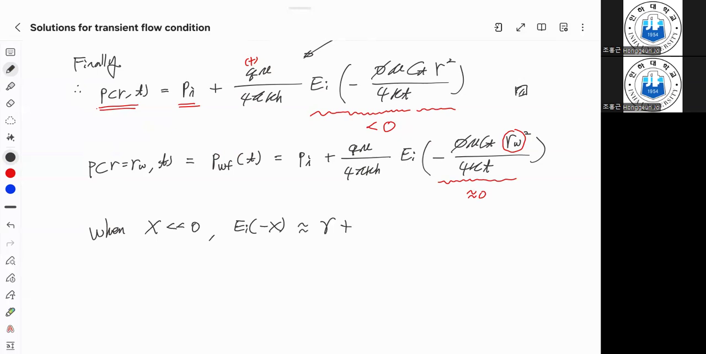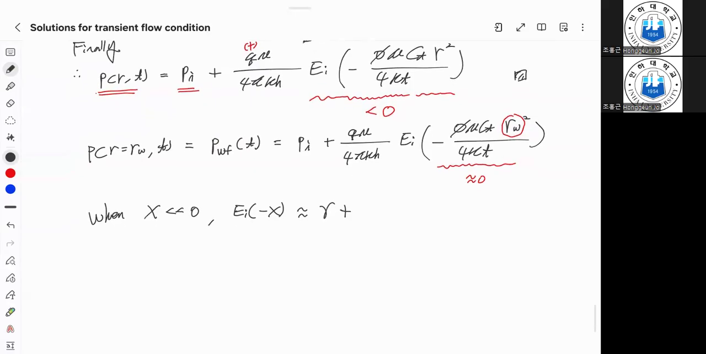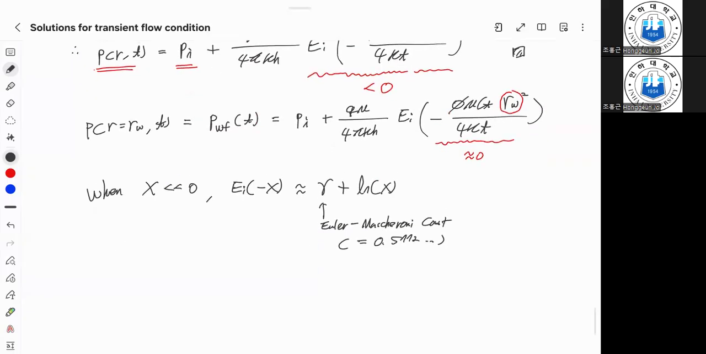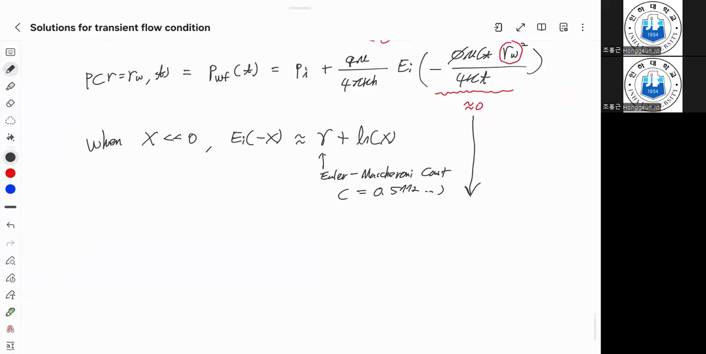So this is the Euler-Mascheroni constant, or Euler constant in short, and this is equal to 0.5772 and so on, plus ln x.